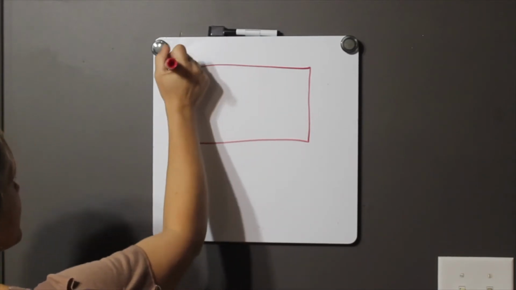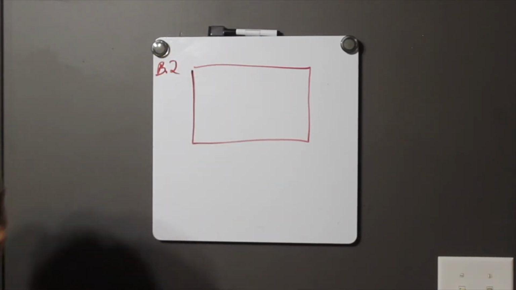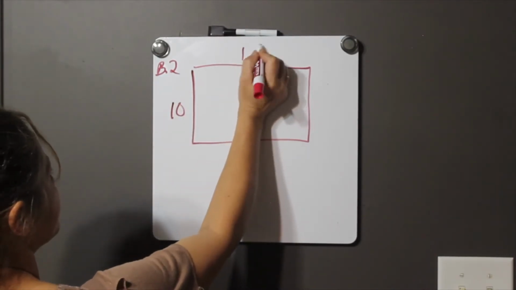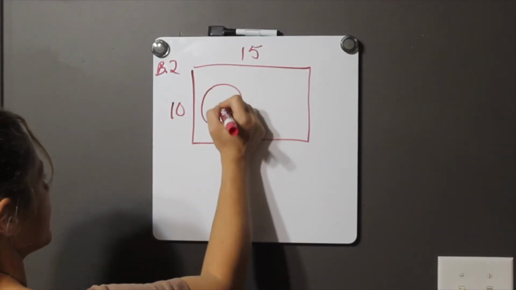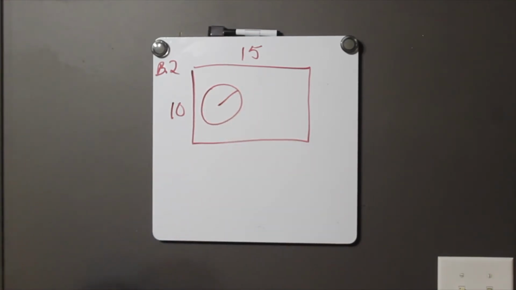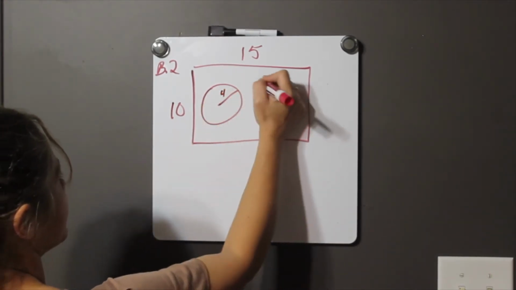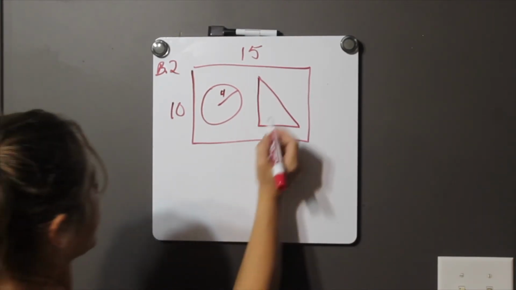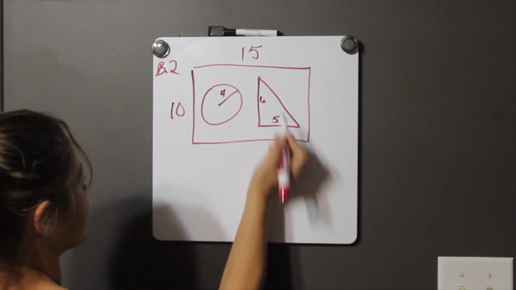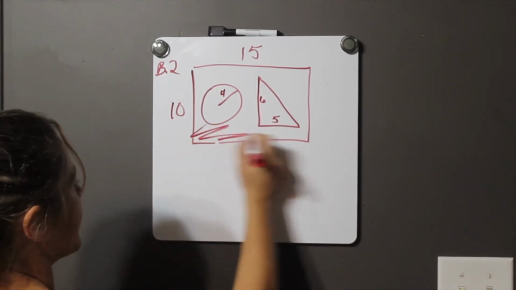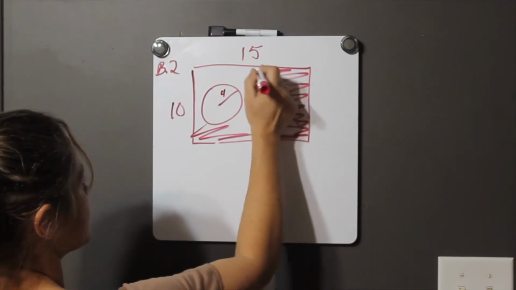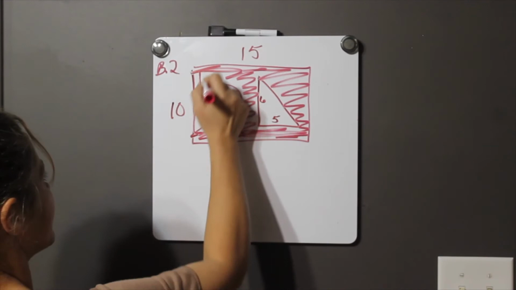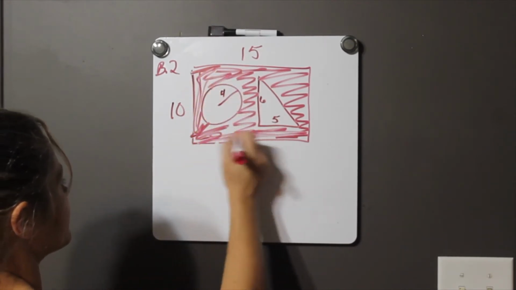So B2, example B2, I'm on page 13, has this figure that is 10 and 15, and then it's got a circle right here with a radius of 4. And it has a triangle right here with a base of 5 and a height of 6. And then this whole area outside of here is shaded. And it asks us to find the area of the shaded portion of the figure.